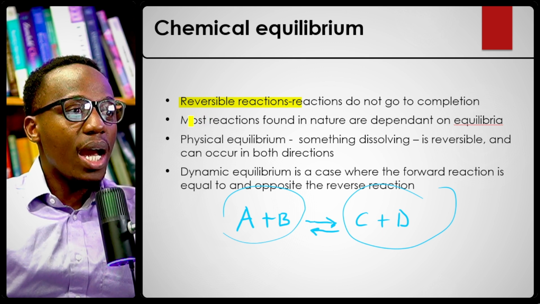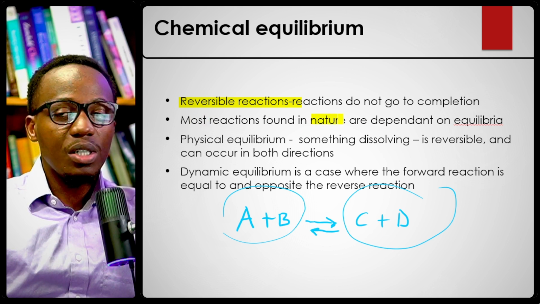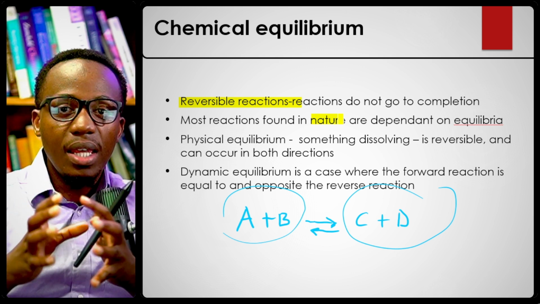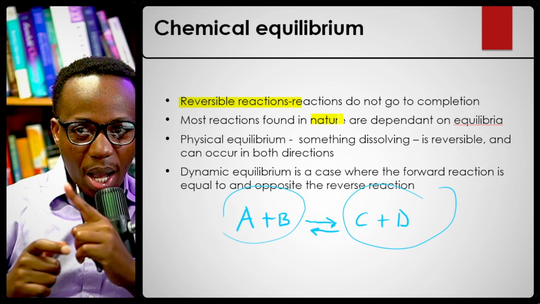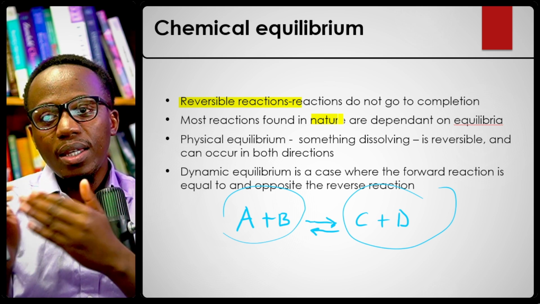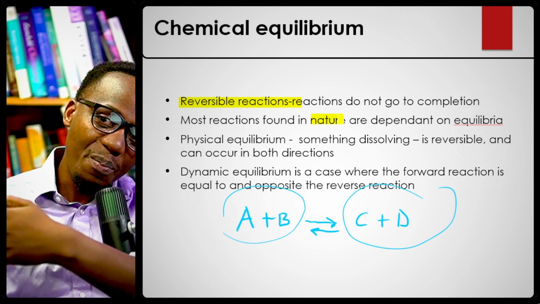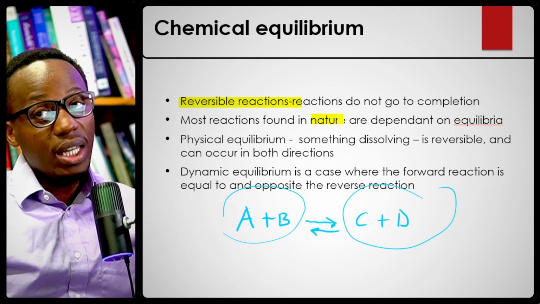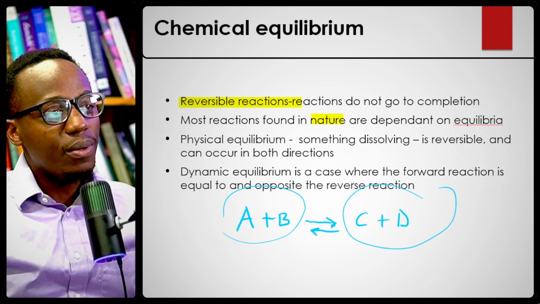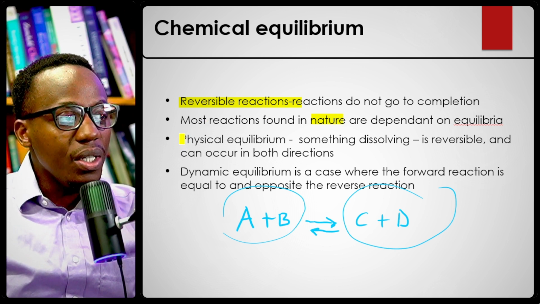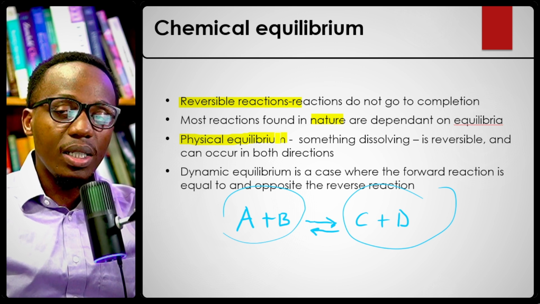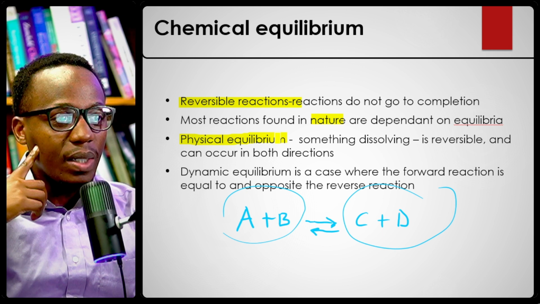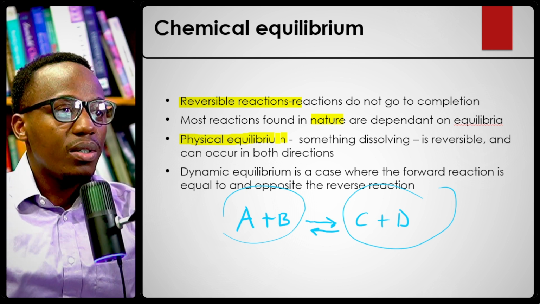So most of the reactions that we see in nature, especially the reactions that happen in our bodies, they are reversible. They go back and forth, back and forth. You want to make things and then use the things that you made to make the original things if you need them. It's actually a very clever way to recycle stuff, right? So, physical equilibrium is when you're dealing with physical things, things dissolving, right? And it can also go back and forth.